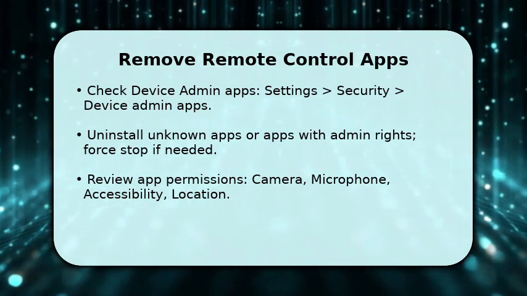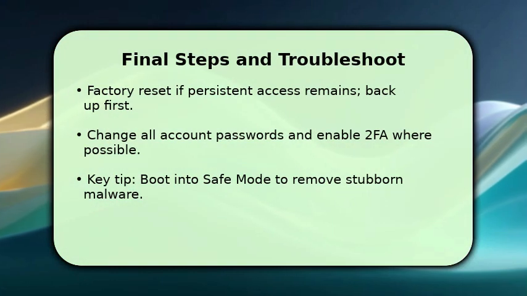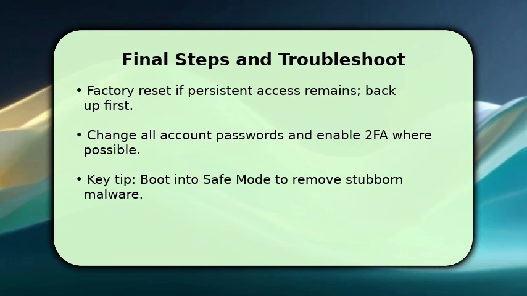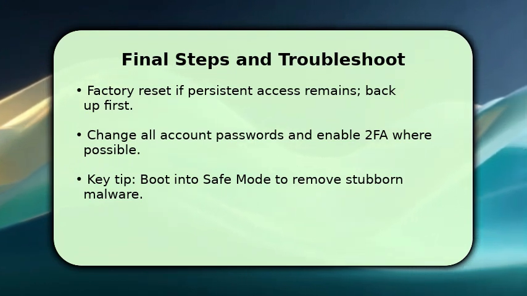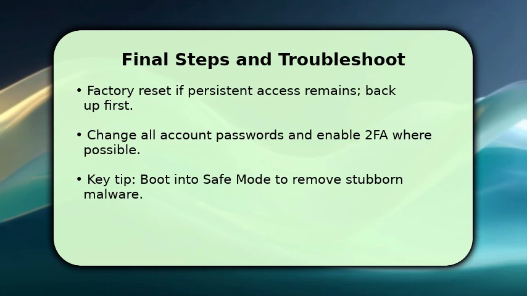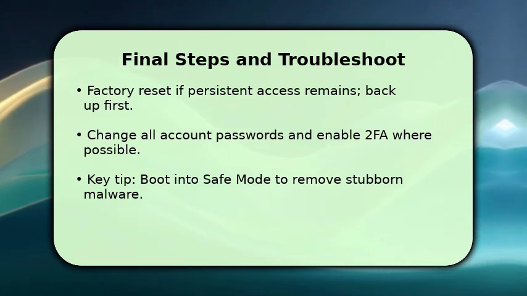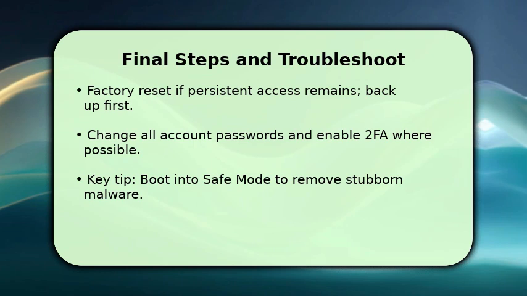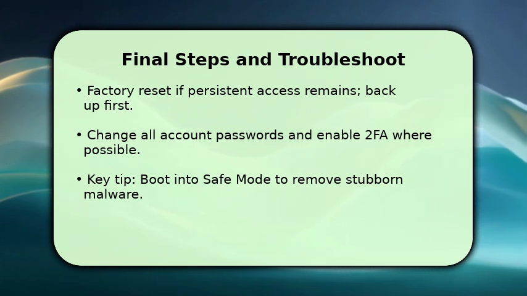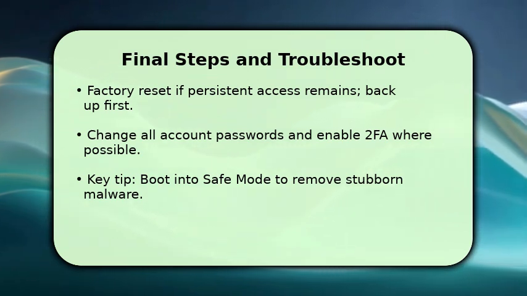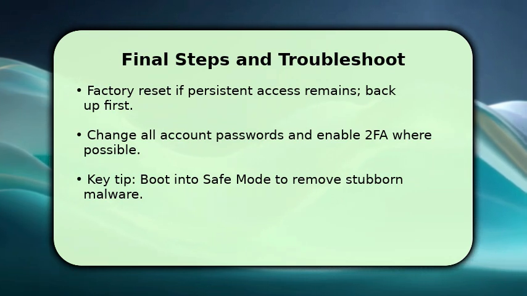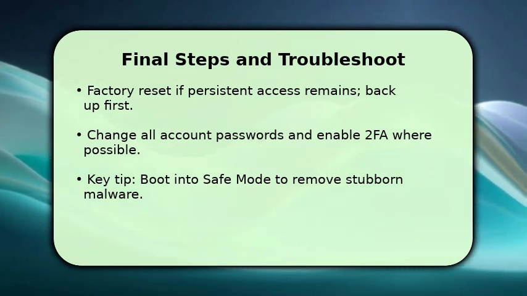You complete the process by restoring clean defaults when necessary. If remote access persists, perform a factory reset after backing up essential data. Once reset, immediately change passwords for your Google account and other key services and enable two-factor authentication. Reinstall apps only from trusted sources and monitor battery and data usage for anomalies.